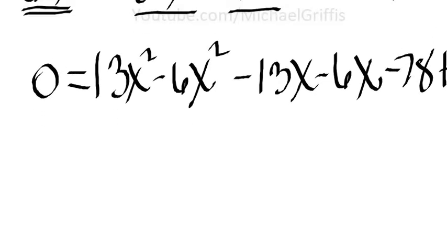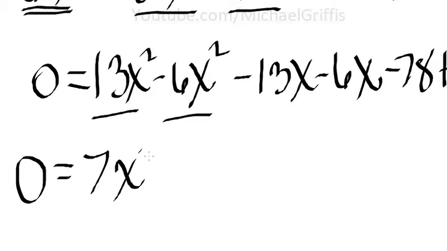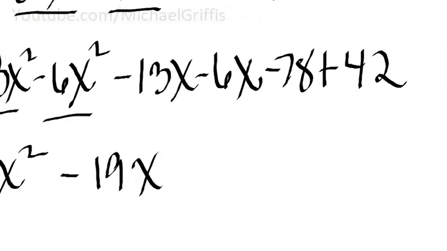Let's collect up our like terms. We have 13x squared minus 6x squared, and that difference is 7x squared. We have negative 13x minus 6x, so that's going to be negative 19x. And we have 42 minus 78, which is negative 36.